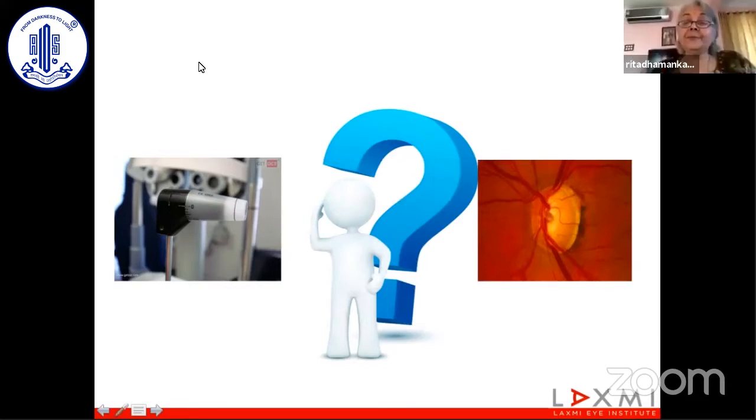Obviously, every one of you must be thinking, there is glaucoma and there is intraocular pressure. And why am I talking about things like non-IOP risk factors? But there is a reason to it all.